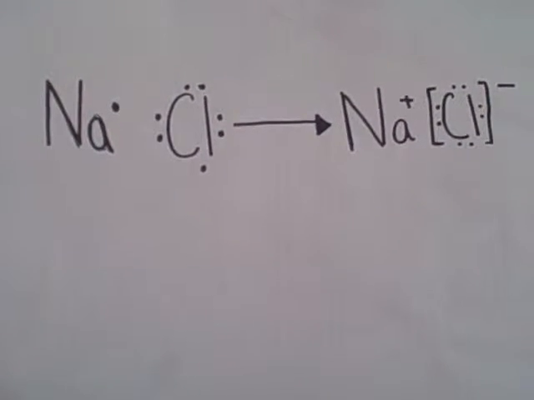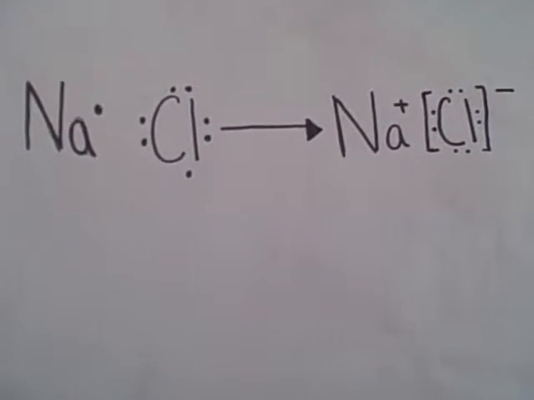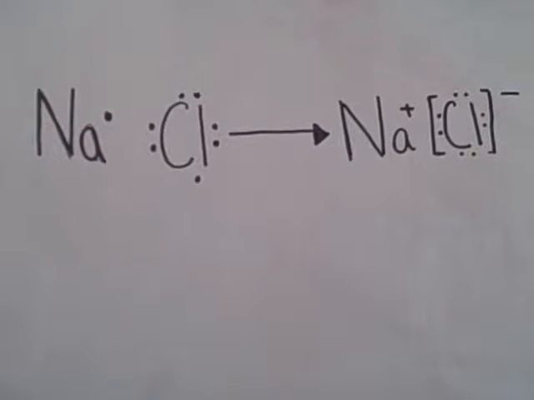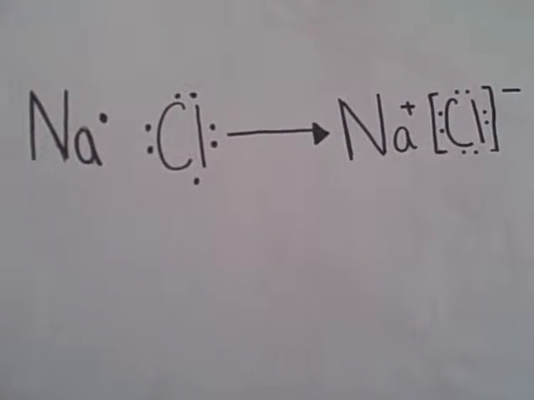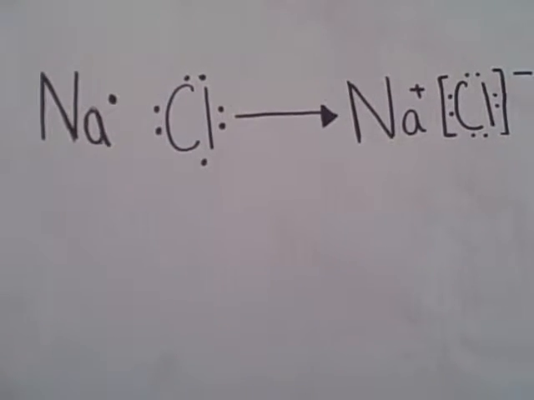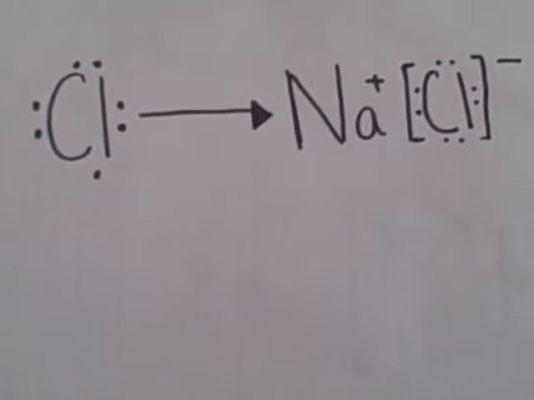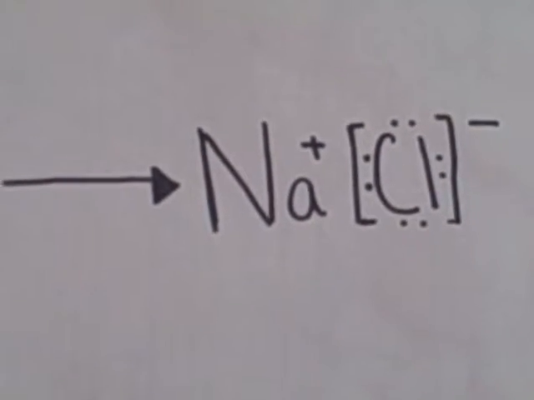rid of its 1. After the transfer has taken place, we write a plus next to sodium, meaning plus 1, because it was oxidized and lost an electron. Chlorine, on the other hand, gained an electron and was reduced, so it has a -1 charge. As you can see, chlorine in brackets has 8 in its outer shell, so both are happy.